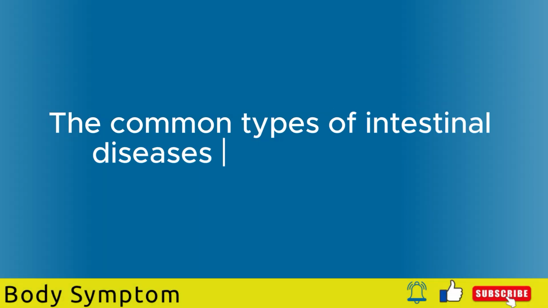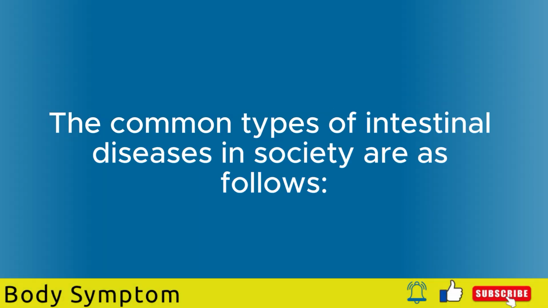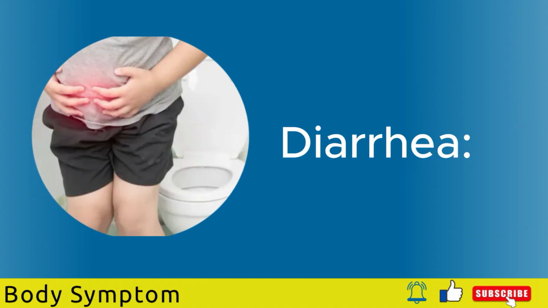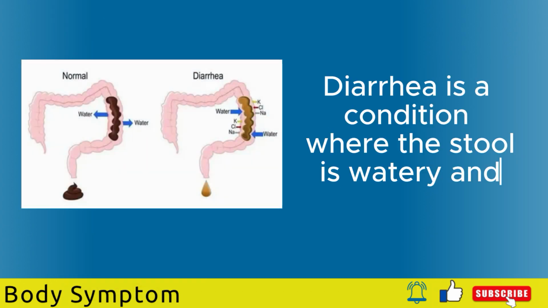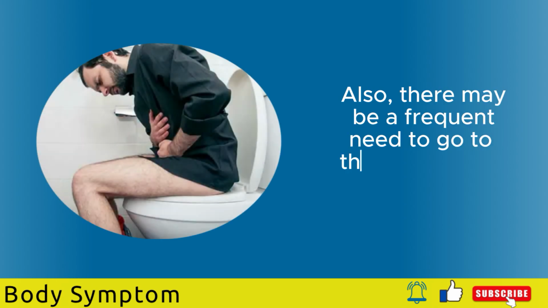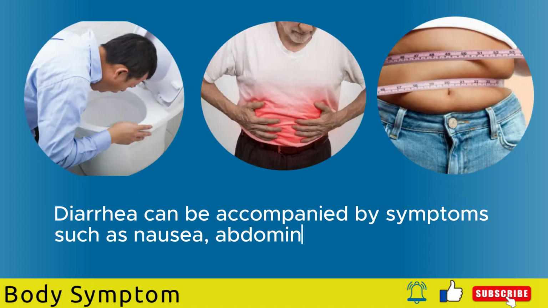The common types of intestinal diseases in society are as follows. Diarrhea. Diarrhea is a condition where the stool is watery and liquid. Also, there may be a frequent need to go to the bathroom in diarrhea. Diarrhea can be accompanied by symptoms such as nausea, abdominal pain, and weight loss.